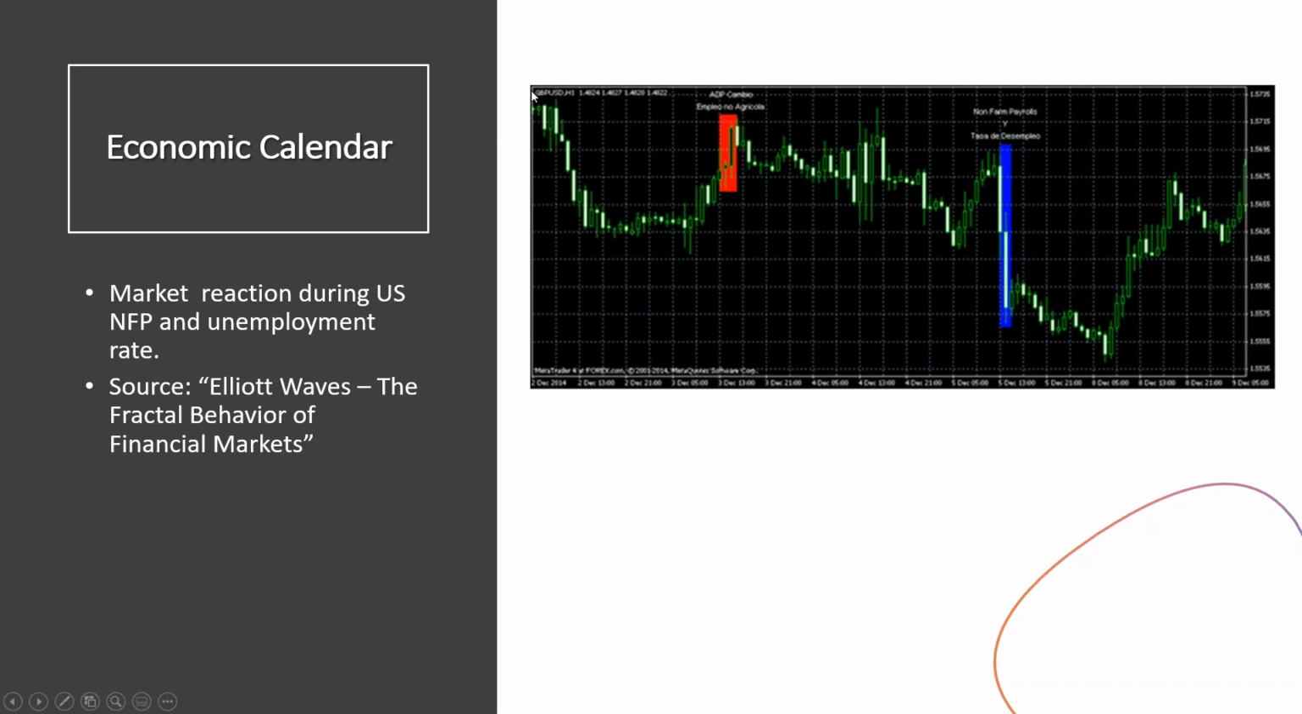In this case, this is the pound dollar. Okay, I will mark it here. We have this big decline here in the pound dollar after the NFP and the unemployment rate. Yeah, so that's why it's a very important indicator, because it brings a lot of volatility to the market. Okay, good. So we have that there.